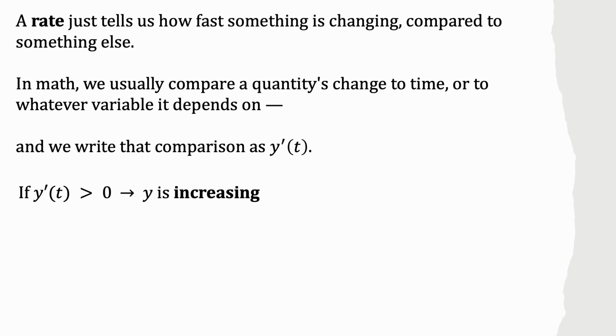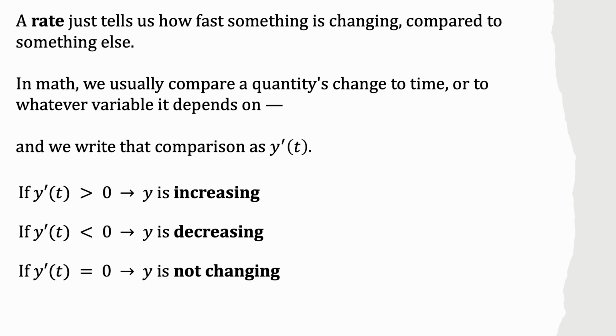If y prime of t is greater than 0, then y, whatever quantity we're looking at, is increasing. If y prime of t is less than 0, then y is decreasing. And if y prime of t equals 0, then it's not changing, at least right at that moment.